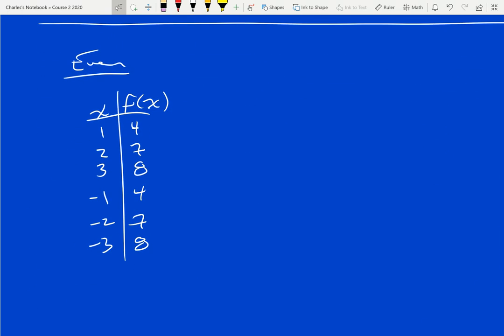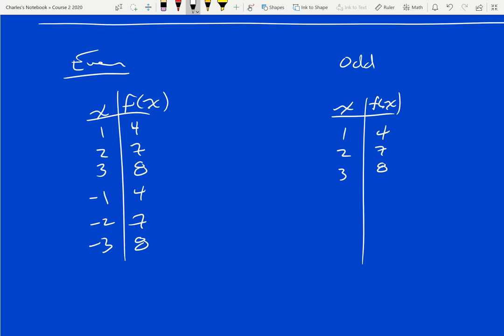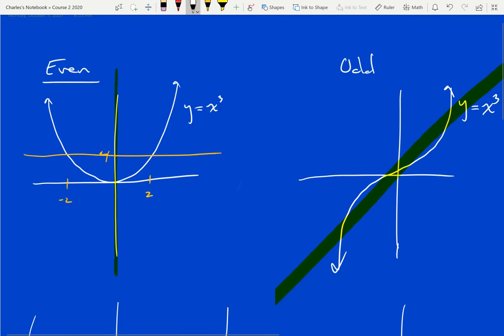If I think odd, and I do the same table thing, and I put 1, 2, and 3 in there, and then let's say in this case I'll stick with the same numbers, 4, 7, and 8. If it's odd, when I put -1 in there, I'm not going to get 4, I'm going to get -4. And when I put -2 in there, I'm not going to get 7, I'm going to get -7. And I'm not going to get 8, I'm going to get -8 when I put in -3. And you can see that in this one too.